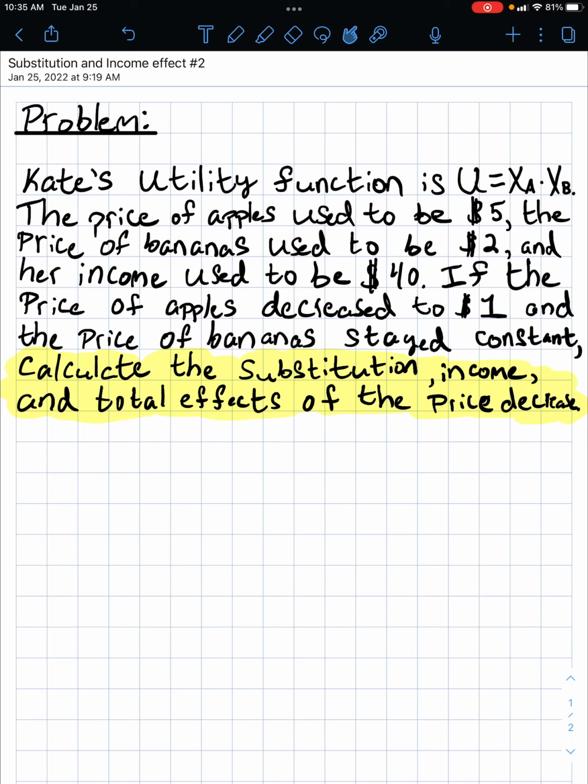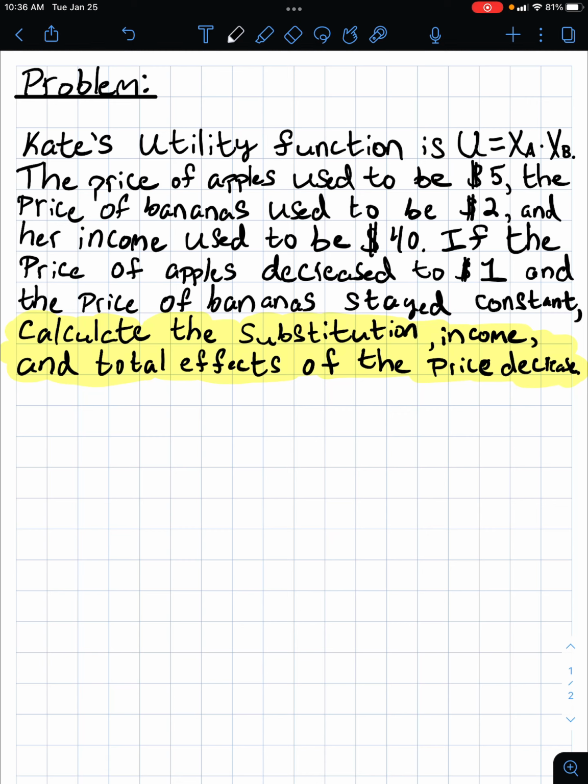Alright, welcome back. Hopefully you were able to solve this problem. Now let's solve it together. Our first step is solving for Kate's demand for x of a and x of b. For x of a, Kate's demand will be the price of x of b over the price of x of a times x of b. Kate's demand for x of b will be the price of x of a over the price of x of b times x of a.